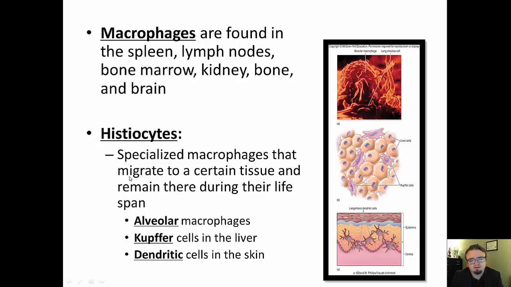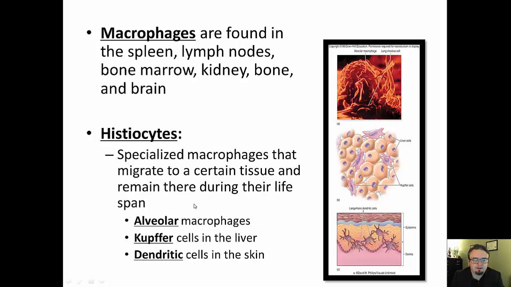Now, histiocytes are a specialized type of macrophage, and these are often characterized by where they're found, in addition to the fact that they often have some extra unique features. Examples include the alveolar macrophages. Alveolar macrophages are found in the lungs, alongside the alveoli, part of the lung tissue. Kupffer cells are found in the liver, named after Dr. Kupffer, who named them after himself. Dendritic cells are found in the skin around the dermal layer.